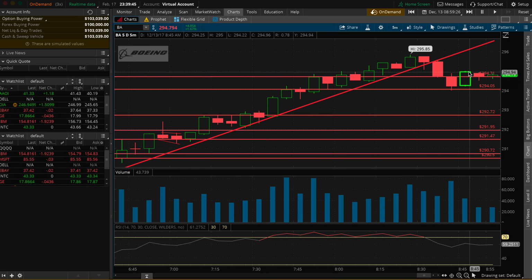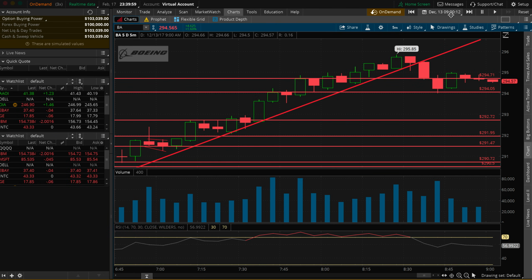So it looks like a little consolidation. Maybe a bull flag, maybe not. Gotta wait for the confirmation. So it's 9 o'clock right now. So at 9 o'clock, we're up almost 3,000 and we're waiting.